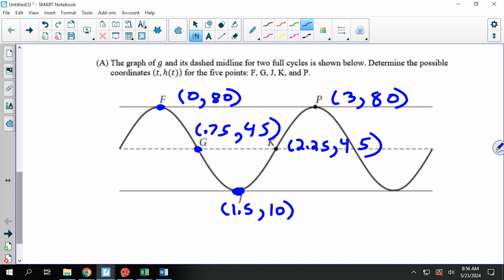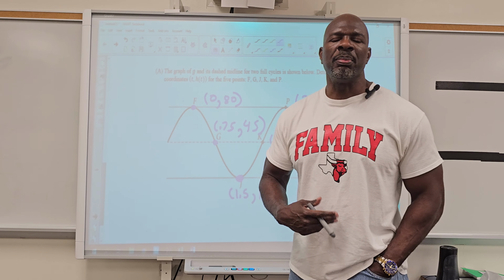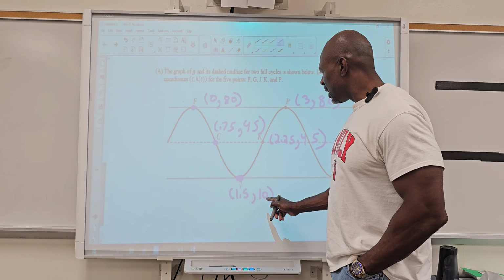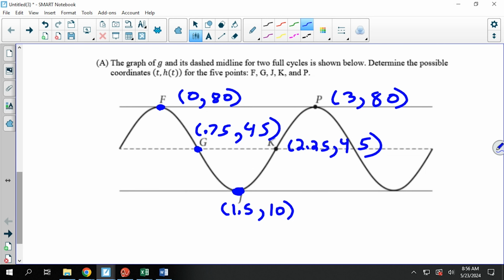If you ever want to check if this is accurate, it should be in the middle. So if you get the distance from it to the bottom and the distance from it to the top, it should be equal distance. From 10 to 45 is a difference of 35, and from 45 to 80 is a difference of 35. And so therefore, it works.